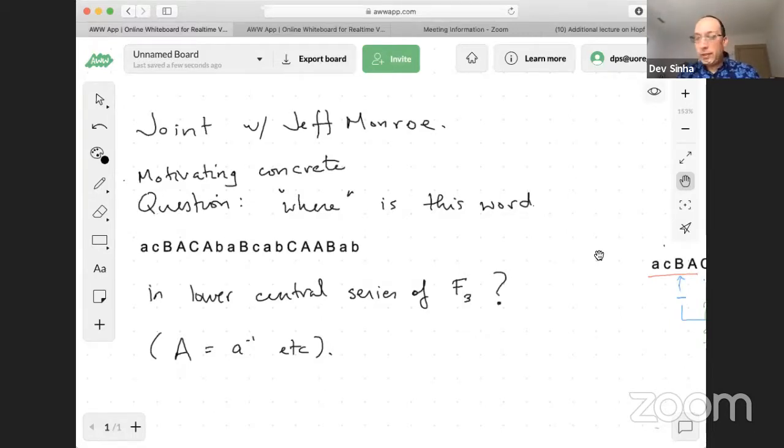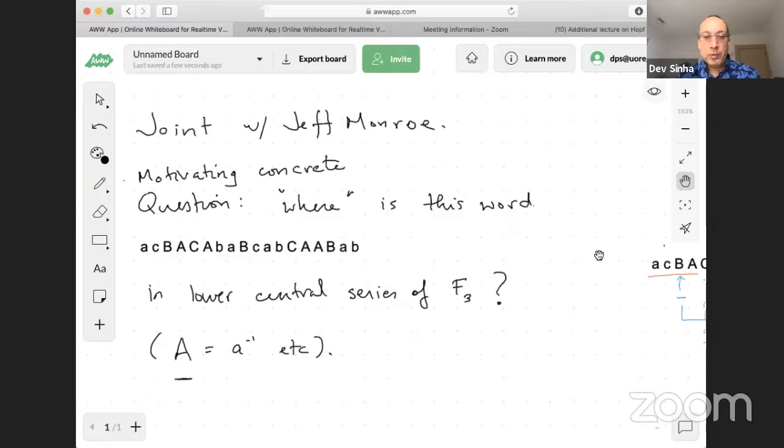So here's a motivating, concrete question, and we won't address the question as to why you'd want to know this, but just a very concrete question. Here's a word in the free group on 3 letters, A, B, and C. Having done a fair number of computations, I tend to like to have inverses denoted by capital letters. So this is A C, B inverse, A inverse, C inverse, A inverse, B A, B inverse, C A, B, C inverse, A inverse, A inverse, B inverse, A B. Where is it in the lower central series?